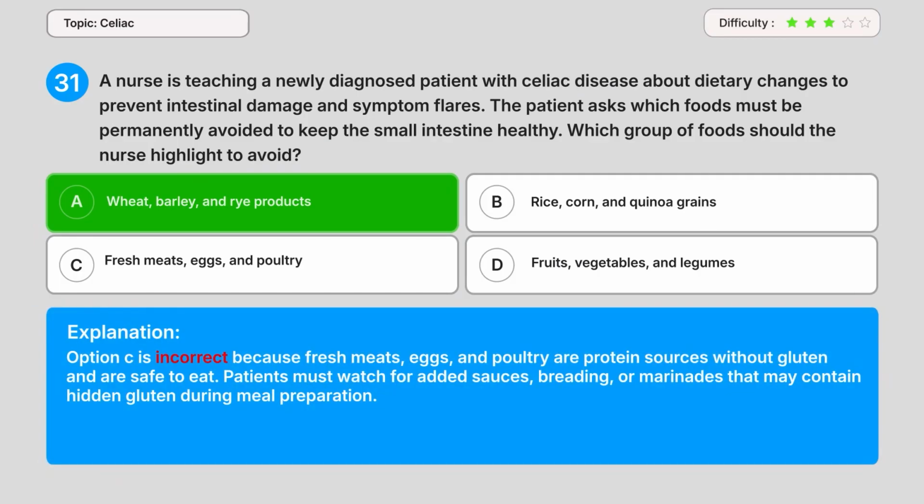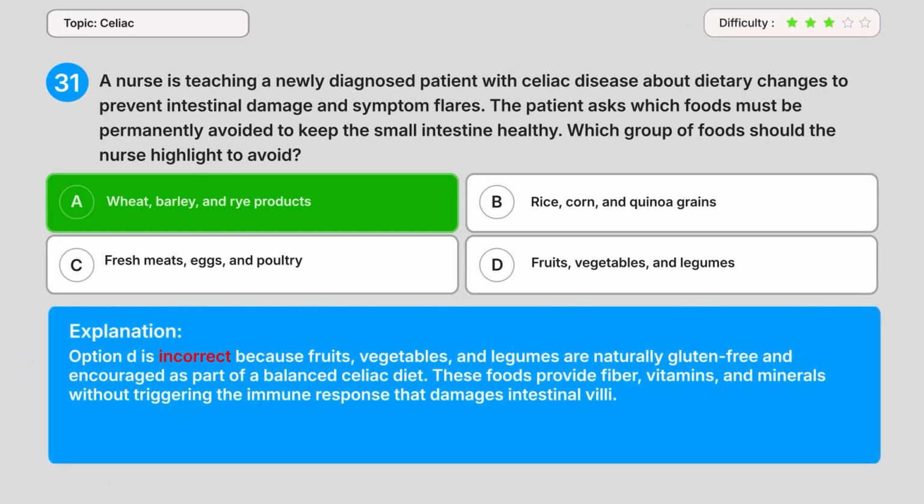Option C is incorrect, because fresh meats, eggs, and poultry are protein sources without gluten and are safe to eat. Patients must watch for added sauces, breading, or marinades that may contain hidden gluten during meal preparation. Option D is incorrect, because fruits, vegetables, and legumes are naturally gluten-free and encouraged as part of a balanced celiac diet. These foods provide fiber, vitamins, and minerals, without triggering the immune response that damages intestinal villi.